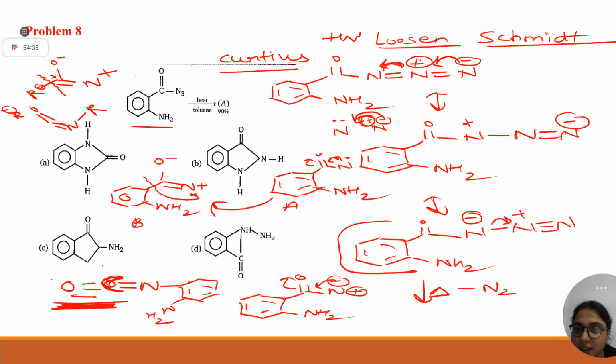See, the bookish mechanism you can get anywhere in any books. You can Google it also. I am explaining how to write those intermediates by breaking those charges as positive and negative. Clear?